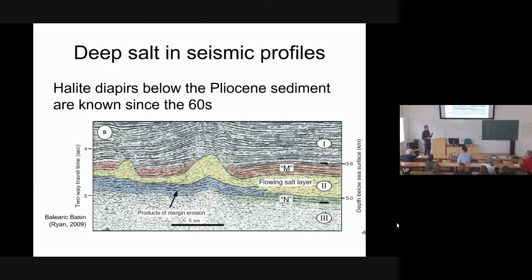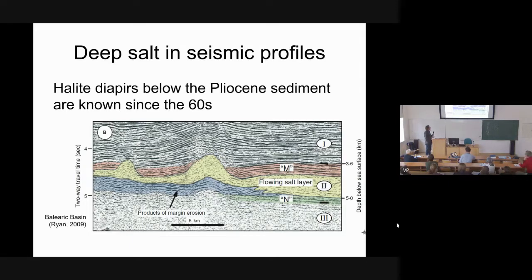He already knew about this because in his time there was a proliferation of seismic surveys, providing cross sections of the underground across the sea and showing a layer of relatively transparent facies related to halite. Halite behaves as a viscous fluid over geological time scales, and that's why it produces diapirs.